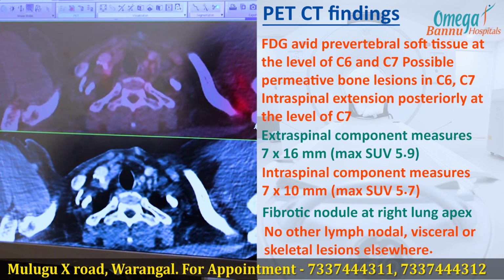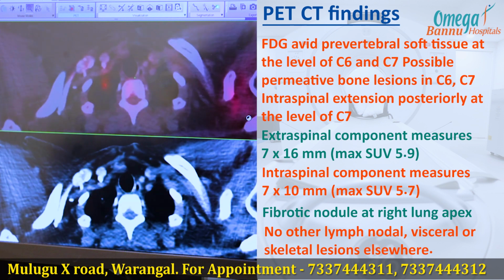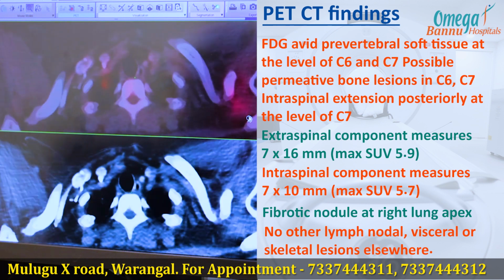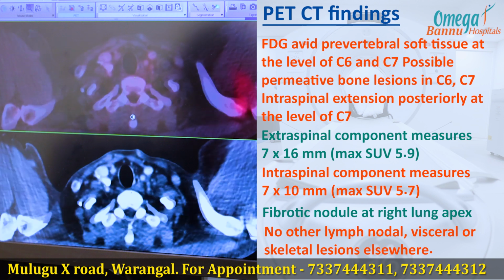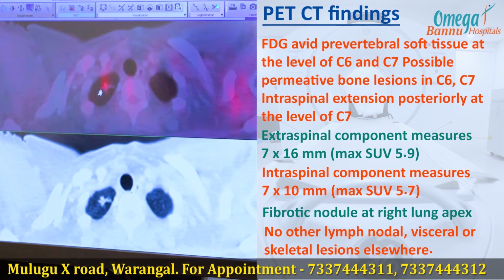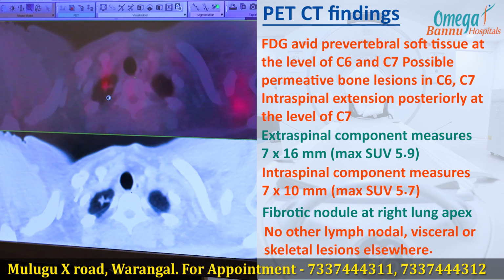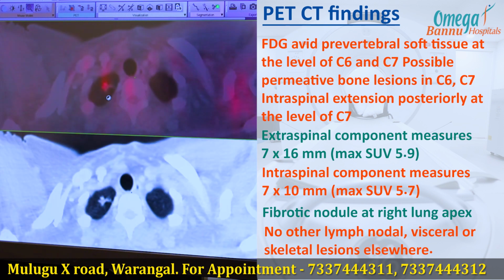The tracer uptake which we saw in the left shoulder joint could be early degenerative changes. It is in the soft tissues around the left shoulder. Whereas the other focus at the apex of lung could be fibrotic changes at the right lung apex.